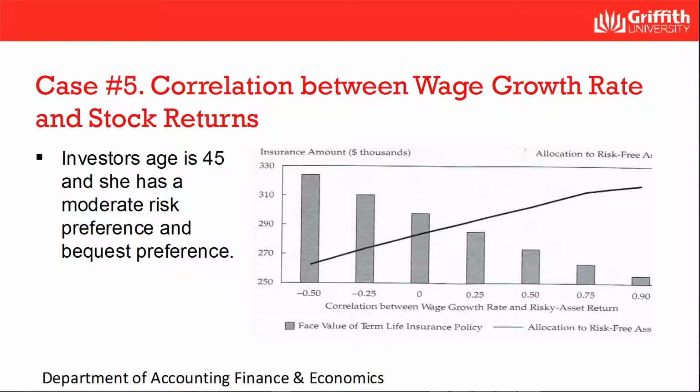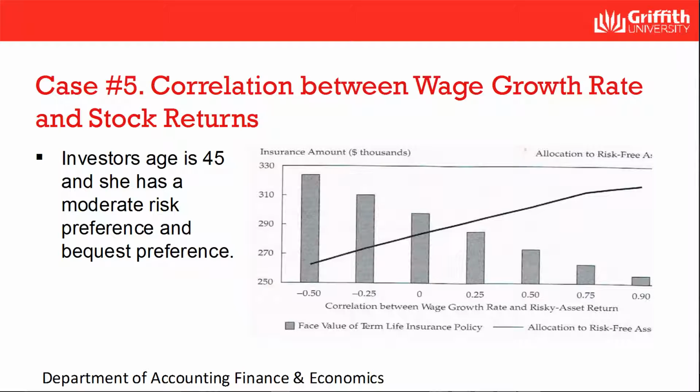Case number 5, the correlation between wage growth rate and stock returns. The investor's age is 45 and she has a moderate risk preference and bequest preference. So this case evaluates the life insurance and asset allocation decisions for investors with a high correlation between the risky asset and the investor's income. This kind of correlation can happen when an investor's income is closely linked to the stock performance of the company where the investor works, or when the investor's compensation is highly influenced by the financial market. For example, the investor works in the financial industry.